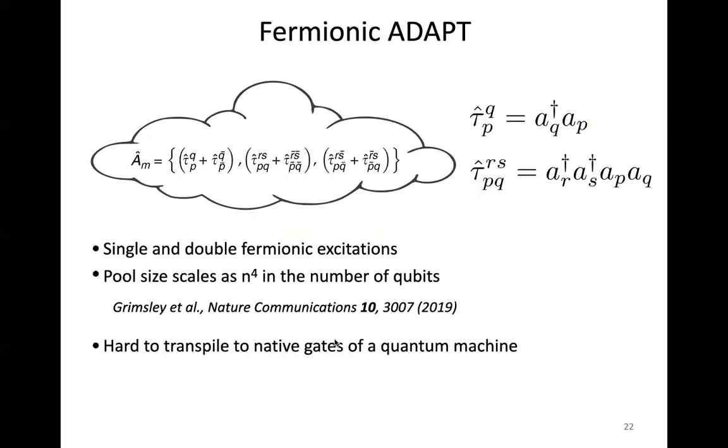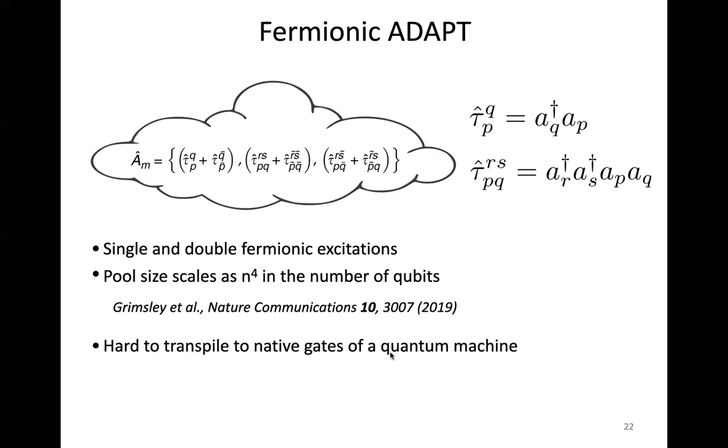The first realization of this algorithm was fermionic ADAPT. So this operator pool was using fermionic creation and annihilation operators. It was basically using single particle excitations, which are A dagger A, and 2 particle excitations, which contain basically 4 operators. And if one computes how many such operators there are, it turns out that this number scales as n to the power of 4 in terms of the number of qubits that we have. So, which is quite a lot.